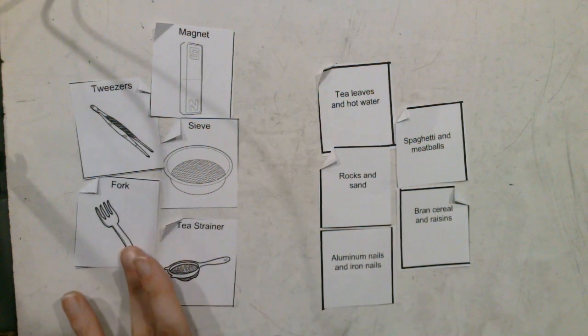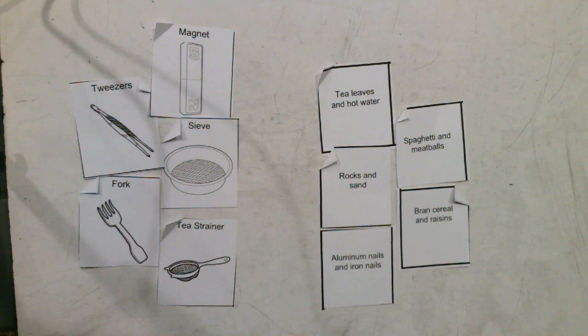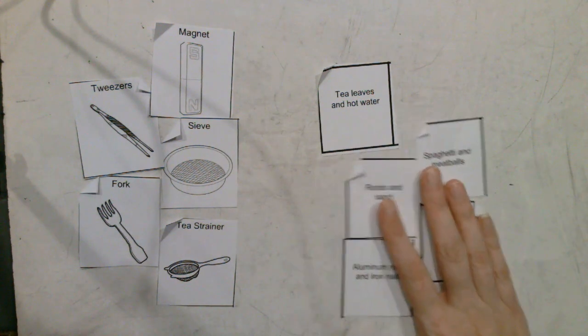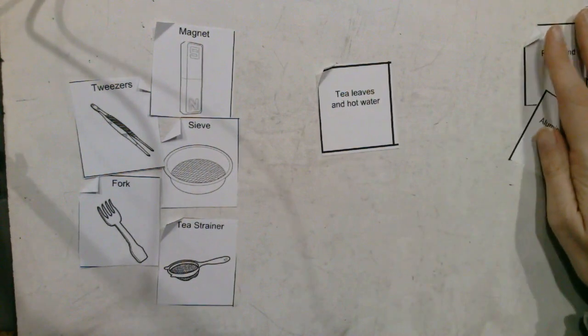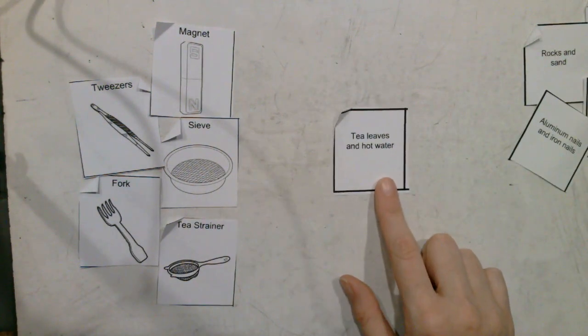Now, I'm going to go through and show you some examples of how I would pair these up, or how I would look at these mixtures and tools and how I would separate them into their individual ingredients. Let's start with one mixture at a time. We'll start with tea leaves and hot water.